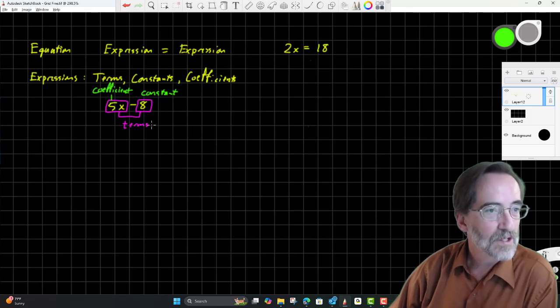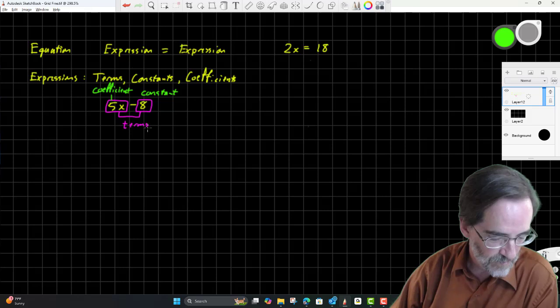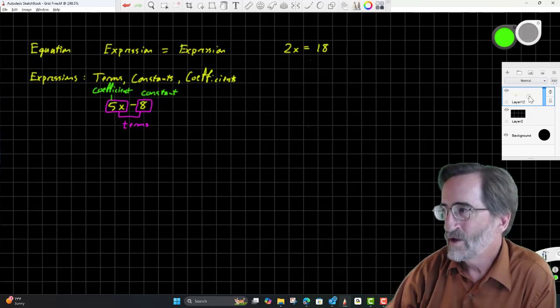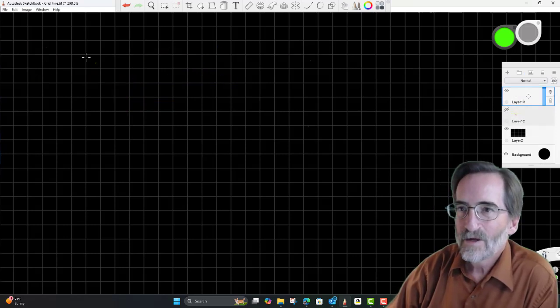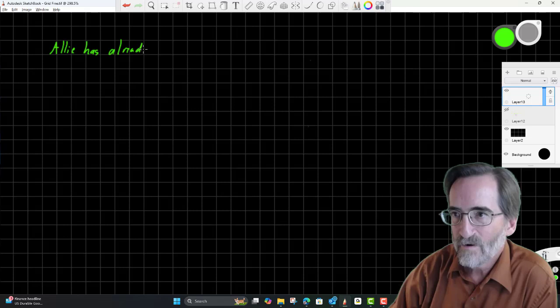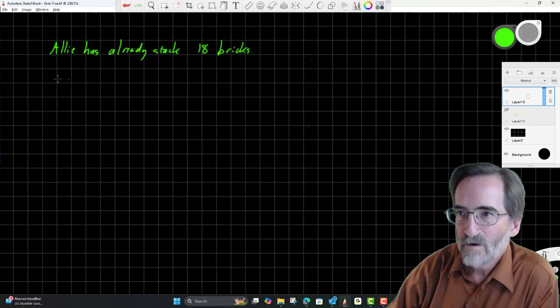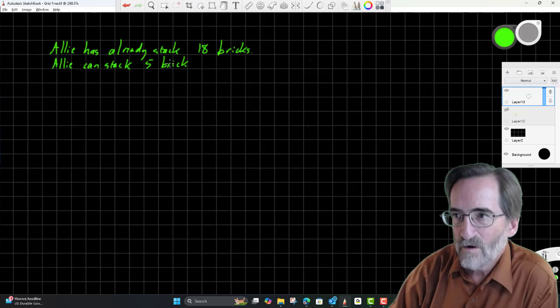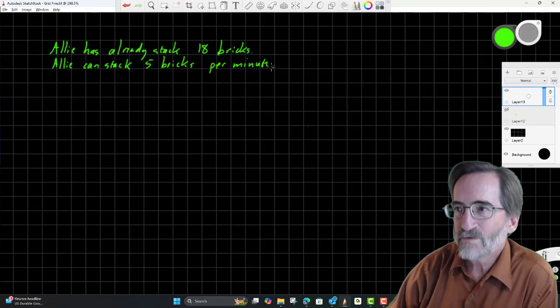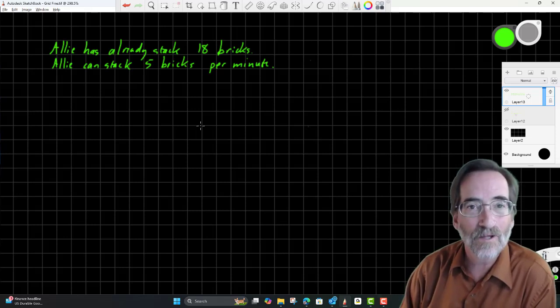Okay? Now we can identify various parts of the equations here. We're not going to actually solve the equations, but we can write expressions to represent word problems. Consider, for example, Ali has already stacked 18 bricks. Ali can stack 5 bricks per minute. Okay, I can write an algebraic expression that represents how many bricks Ali has stacked.